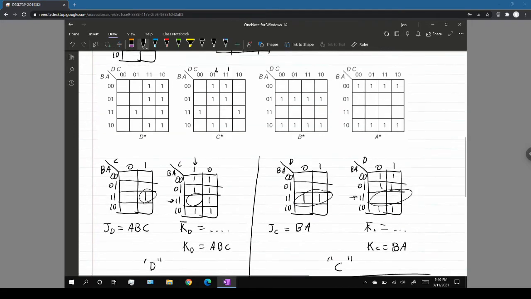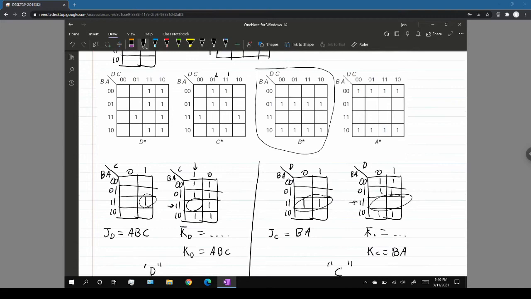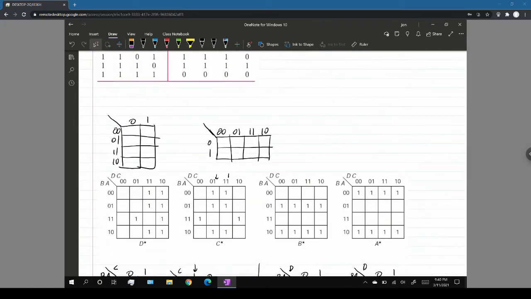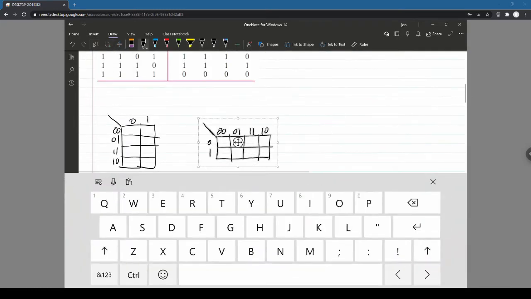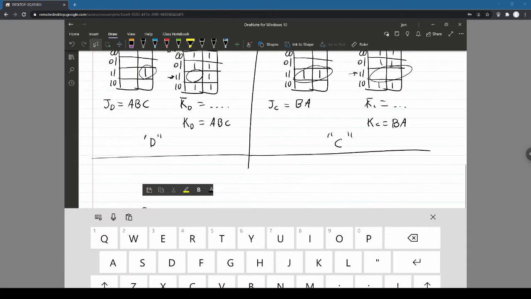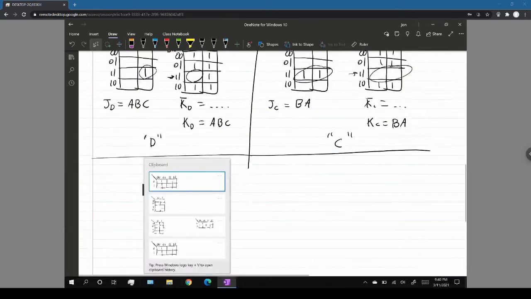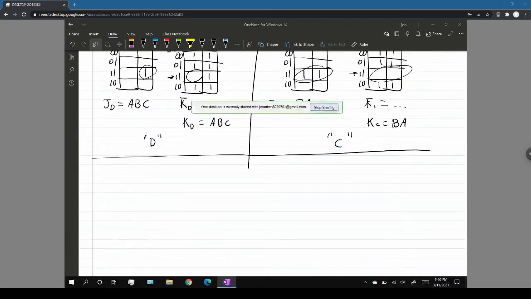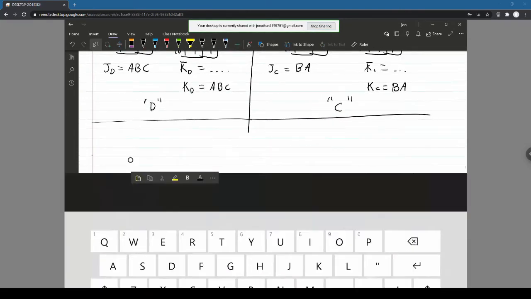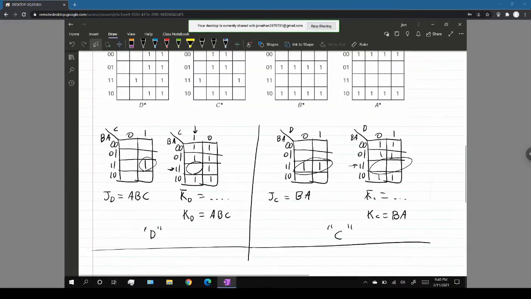Okay, let's do B. I'm going to skip A, but you'll see what happens when I do B. So that's why I have this other K map shape here. Copy that. Why is it not copying? Try it again.